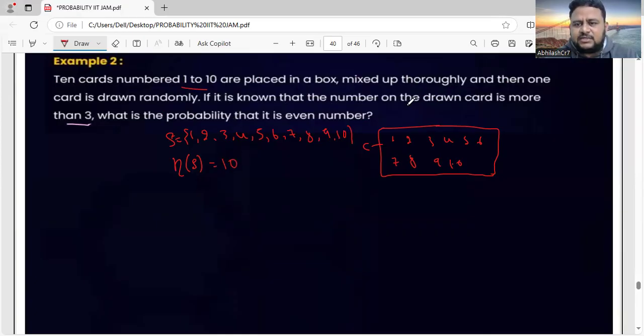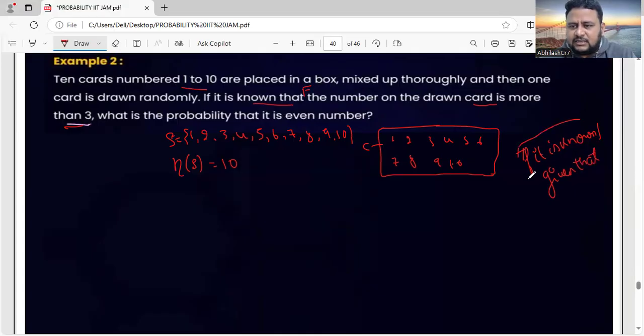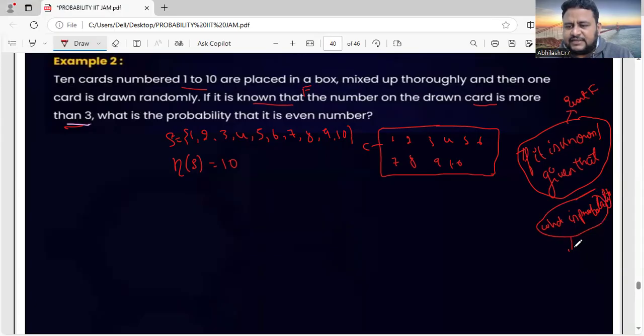If it is known that the number on the drawn card is more than 3. If it is known means you already have the information; it has already occurred. When they say "given that", this is a hint that it is talking about event F. And if they are asking for the probability of some event, then that is event E. You have to remember this.